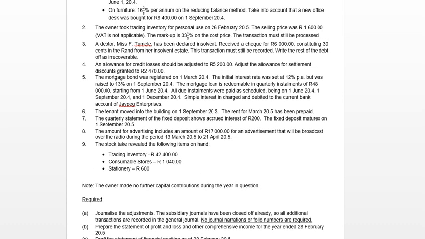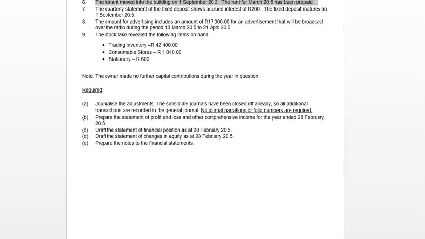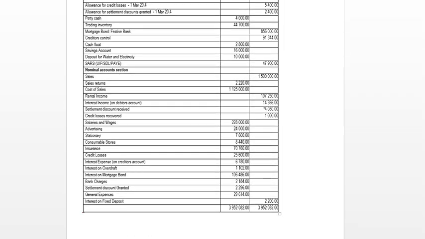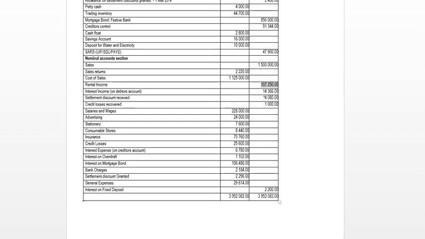So next, what do we have? We have the tenant. He moved into the building on the 1st of September 2003, and the rental for March 2005 has been prepaid. So we earn a rental income from this tenant, and he prepaid his rent for March 2005, and that March relates to the next financial year. So it's prepaid income which we received. So in total, our rental income is 107,250.